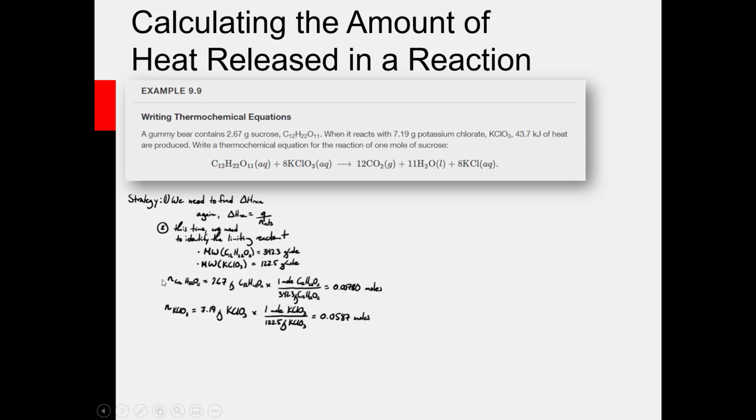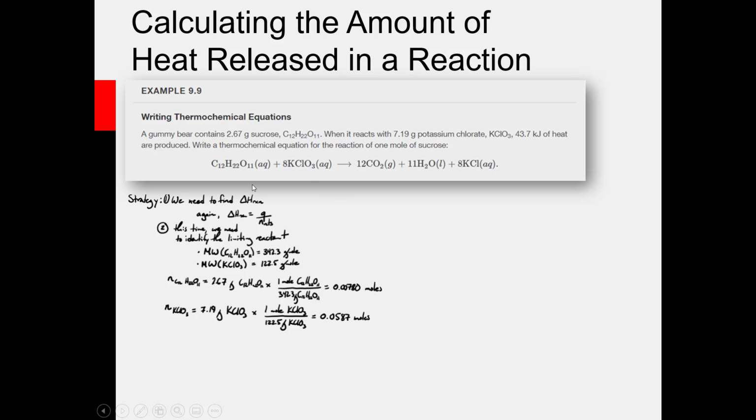So the moles of sucrose, which I'll abbreviate as lowercase n followed by the chemical formula for sucrose, is calculated as 2.67 grams of sucrose divided by the molar mass. 2.67 divided by 342.3, we began the reaction with 0.00780 moles of sucrose. If we do the same for potassium chlorate, we take the 7.19 grams of potassium chlorate, divide by 122.5 grams per mole, and that gives us 0.0587 moles of potassium chlorate present at the start of the reaction.